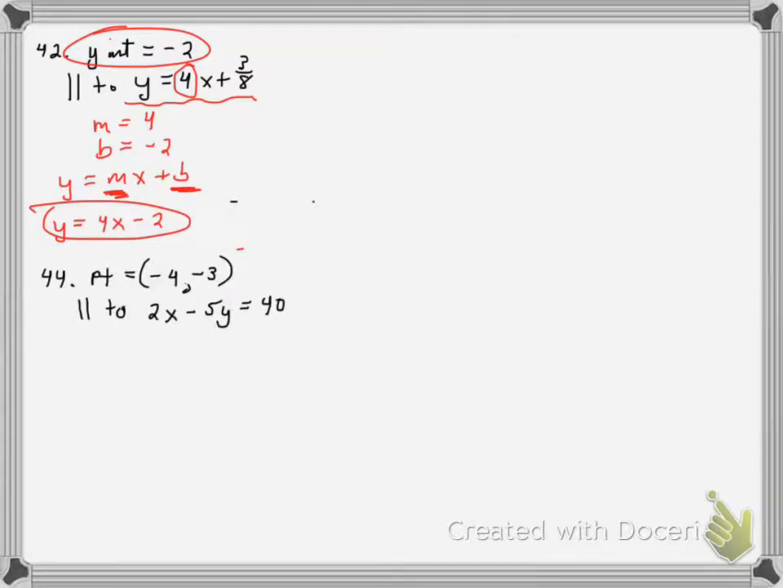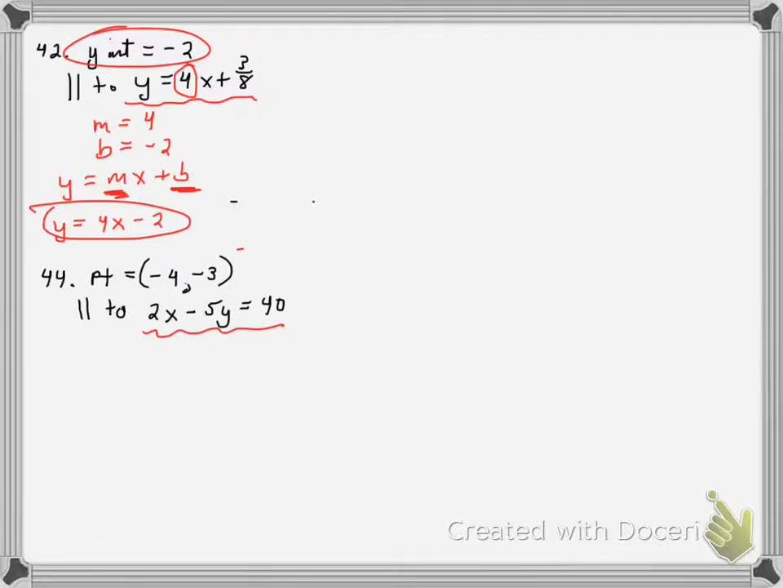My next problem says, write an equation of a line that contains the point negative 4, negative 3, and is parallel to the graph of 2x minus 5y equals 40. Now, I need to use this equation to find a slope, because I'm given a point and now I need a slope.